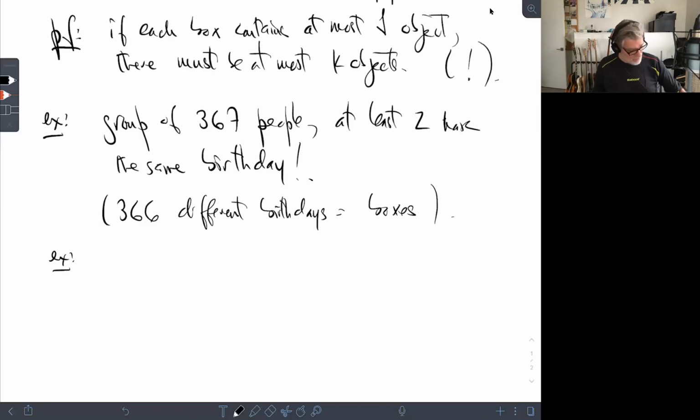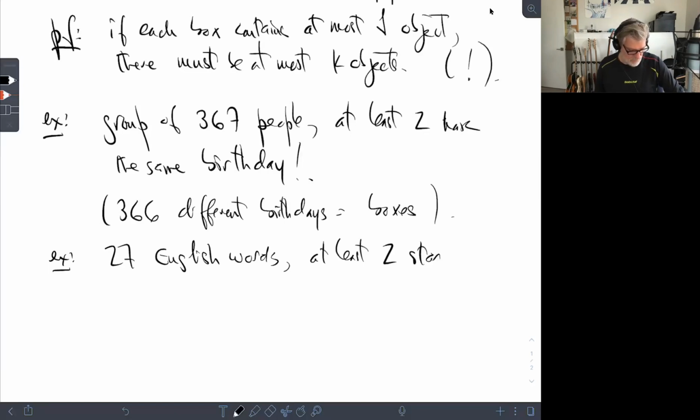Here's another one. If you have 27 English words, any words, just pick any 27 English words, then at least two start with the same letter. Because there are 26 letters, think of those as the boxes, and you're placing the words in the boxes depending on their first letter. And since you have one word more than there are boxes, then one box will contain at least two words. Okay, very good.